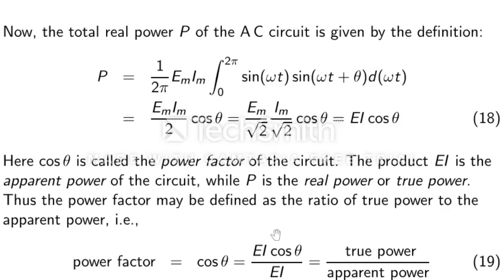Here, cos theta is called the power factor of the circuit. The product E into I is the apparent power of the circuit, while P is the real power or the true power. Thus, the power factor may be defined as the ratio of true power to the apparent power. Therefore, power factor is equal to cos theta, which is equal to E times I cos theta by EI, which is equal to true power by apparent power.